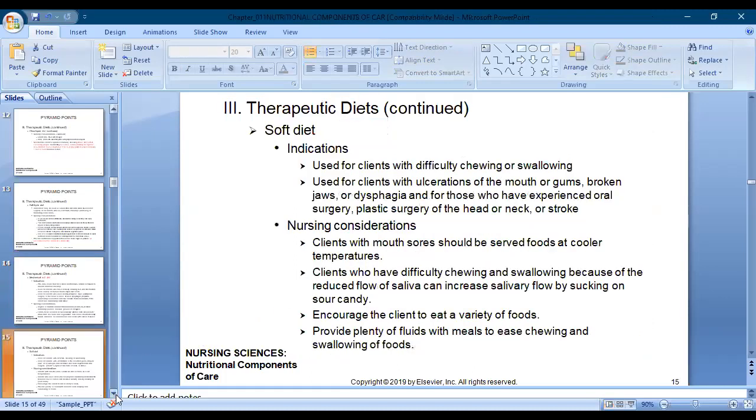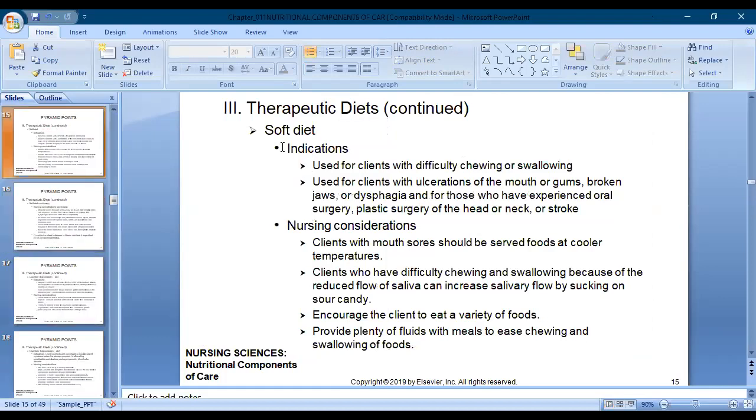That's it. Go next. Some examples or indications of soft food, same thing: difficulty of chewing or swallowing. Use for the client with ulceration of the mouth or gums, a broken jaw, or dysphagia, meaning difficulty swallowing, or any kind of surgery in the mouth, throat, plastic surgery, head or neck area. Give them soft food. What is the consideration? A client with mouth sores should be served soft food. For a client with difficulty chewing, encourage eating a variety of food. Provide plenty of water with meals so it is easy to chew or swallow.